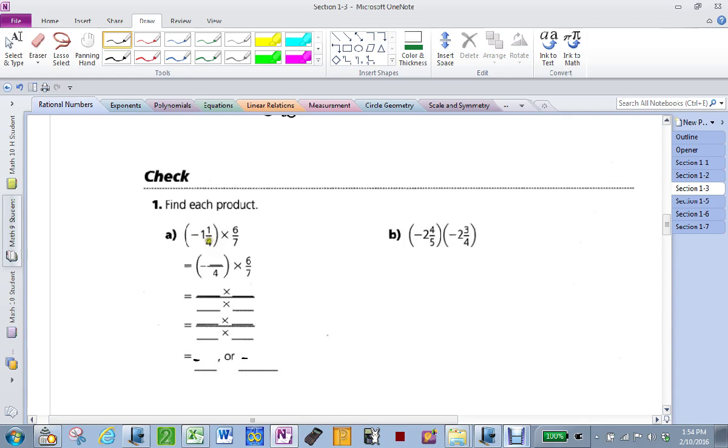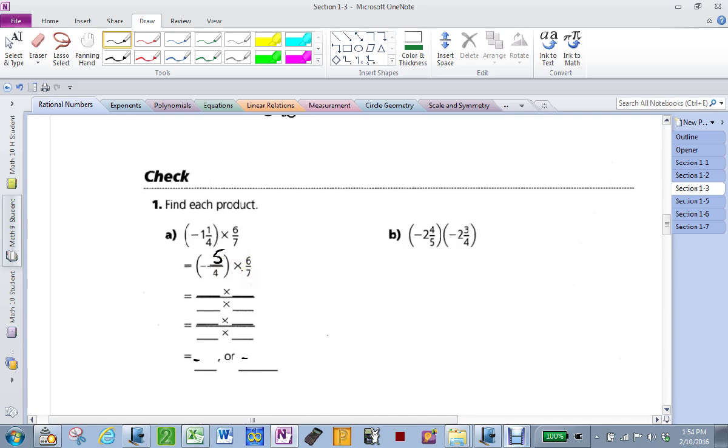What do I have to do to this first guy? 4 times 1 plus 1. Make it improper. So what is it? 5. Now I check. Do 5 and 4 or 5 and 7 work together? No. Do 6 and 4 or 6 and 7?